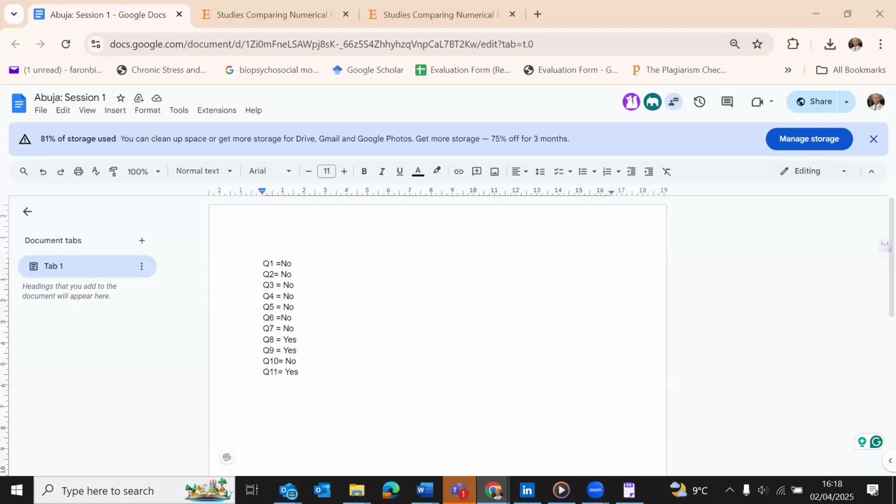And also question number 11, they declared that they had no conflict of interest. So of all the questions that were asked, we answered yes to 3 of them: 8, 9, and 11. The others were no, no, no.